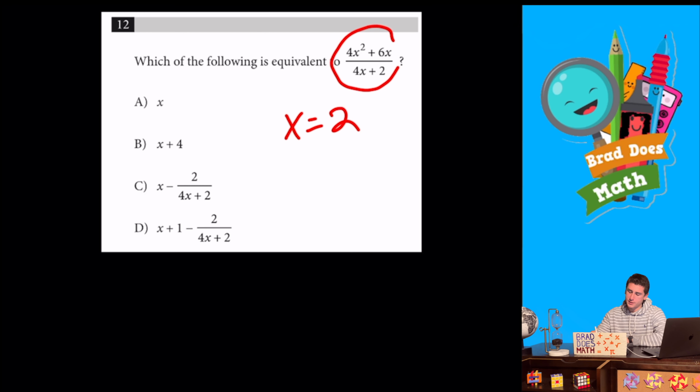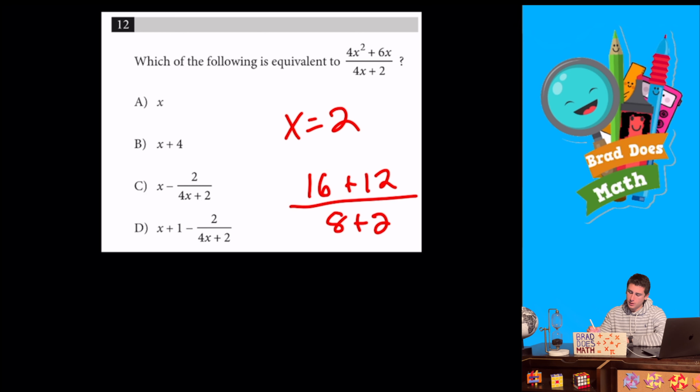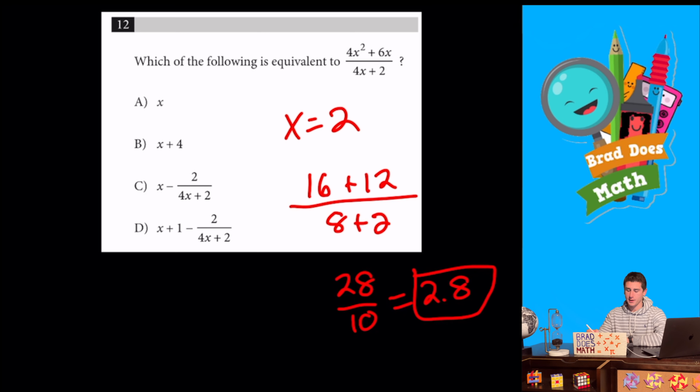Now I plug it into here, and I have 4 times 2 squared. Don't forget to square the 2 first. So 4 times 4 is 16, plus 6 times 2, over 4 times 2 plus 2. So I'm getting 28 over 10. So 2.8. Now, when I plug in my 2 into the answer choices, whichever answer is correct will also get me 2.8 since it says it should be equivalent to what I just had.